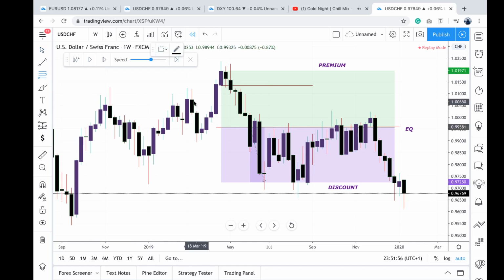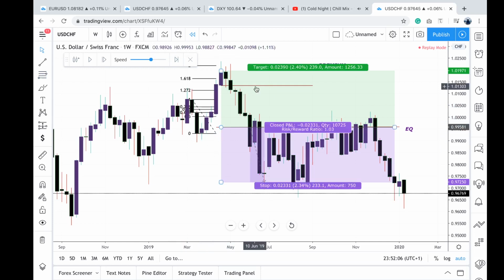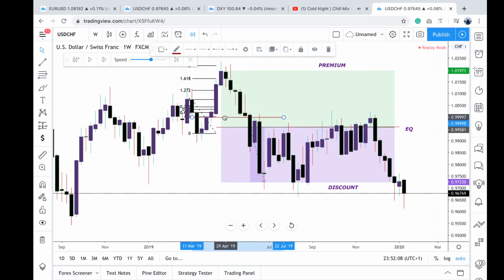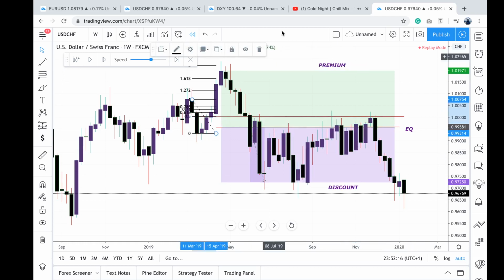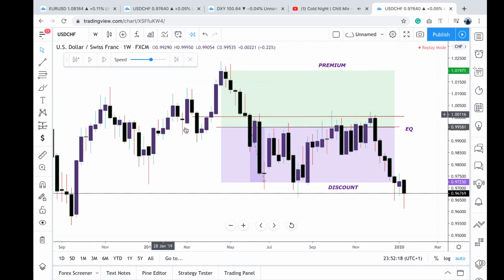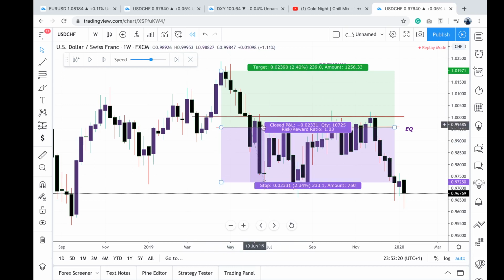So what I'll do now is I'll try to get the midpoint, the mean threshold of the bearish breaker, right? So the mean threshold of the bearish breaker is the 50%. We're going to extend that line out in price, and boom, look how perfectly price respects the bearish breaker midpoint. Bearish breaker mean threshold, price respects that level.